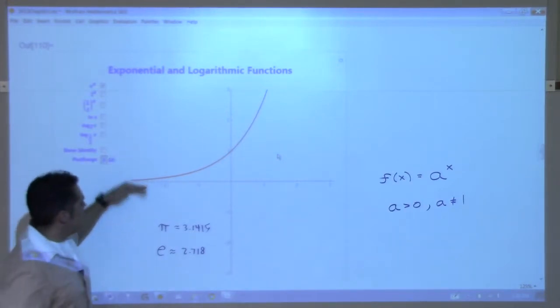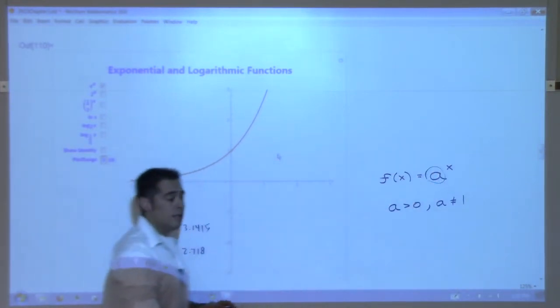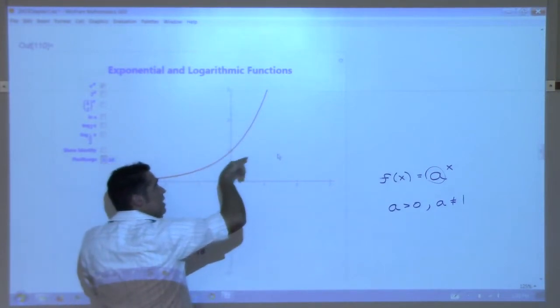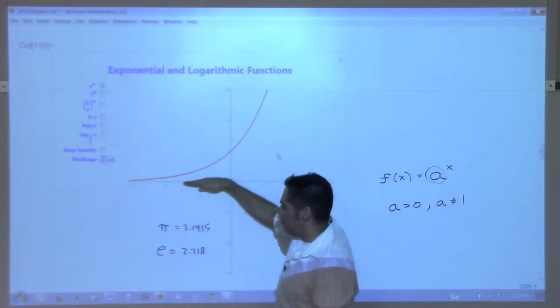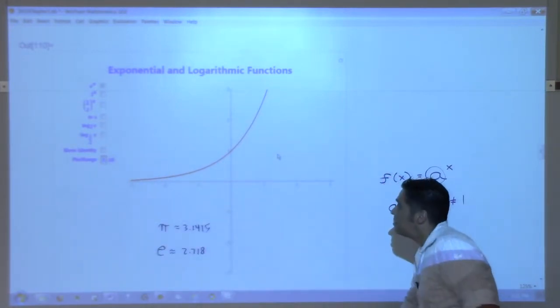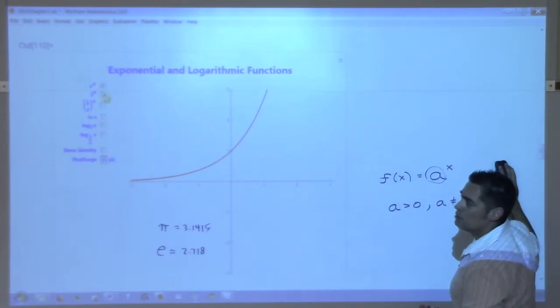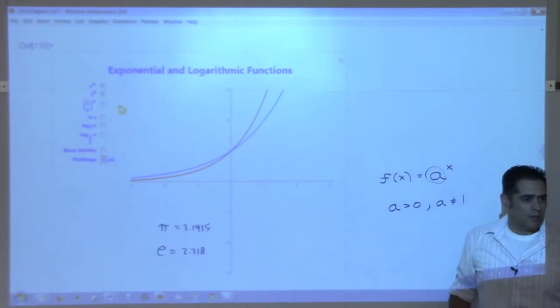Whenever this base right here is bigger than 1, you have what we call exponential growth. This way, it goes off to infinity. In this way, it's a horizontal asymptote. It flattens out towards the x-axis. So if I graph here next to this 2 to the x, it should look very similar because 2 is bigger than 1. So it's going to be exponential growth also.